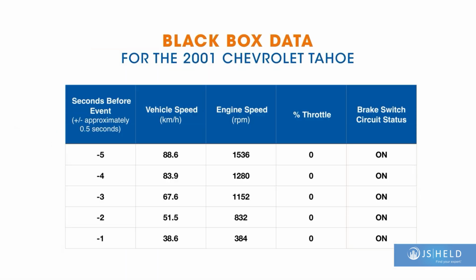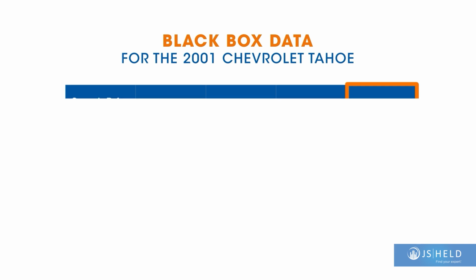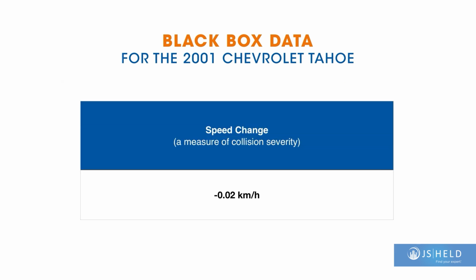Here's what it recorded. The SUV's speed 5 seconds before the event was 89 kilometers per hour. 1 second before the event was 39 kilometers per hour. The SUV was braking during the 5 seconds before the recorded event. The speed change experienced by the SUV was recorded as only negative 0.02 kilometers per hour.